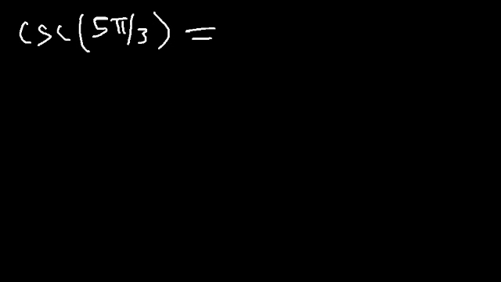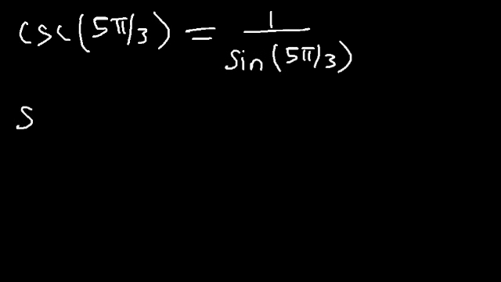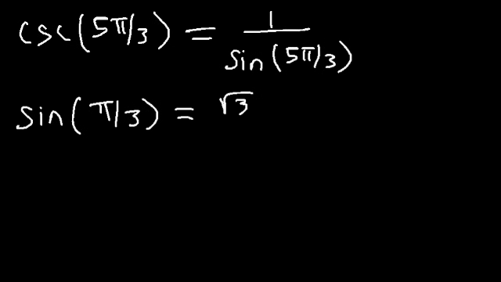Try this one. Cosecant 5 pi over 3. Cosecant is 1 divided by sine. So we need to find out what sine 5 pi over 3 is. So let's find a reference angle. The reference angle of 5 pi over 3 is pi over 3. And we know pi over 3 is 60 degrees. And according to the 30, 60, 90 triangle, sine 60 is root 3 over 2.